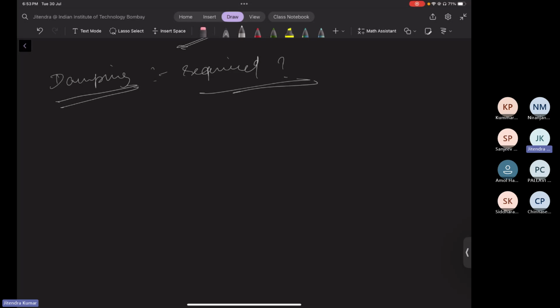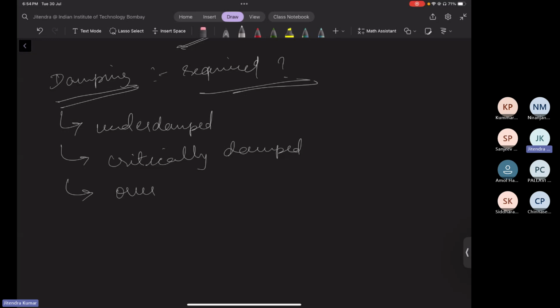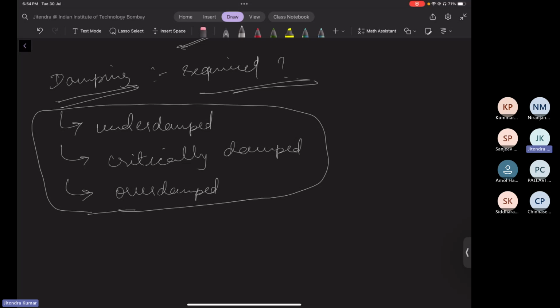If damping is not provided, then if you apply some torque, the pointer will have the tendency to oscillate. In control system, you might have studied that there are three types of damping: underdamped, critically damped, and overdamped. Where did you study those? Most probably in control system, I guess, right?